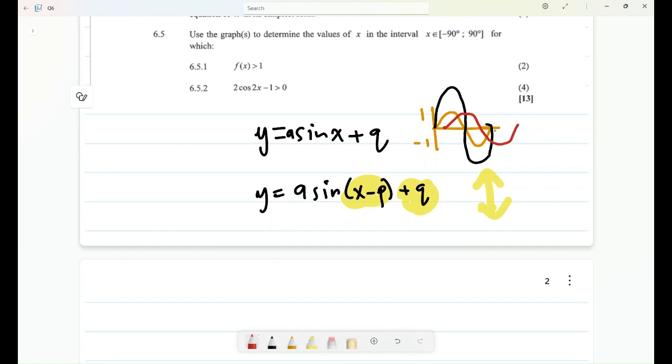So now the coordinates have shifted. Can you see now from this point it has moved towards the right, okay? This is what the x minus p does. When it is minus, it moves to the right. When it is plus, it moves to the left.